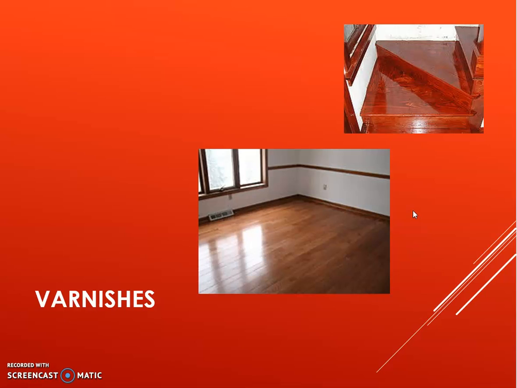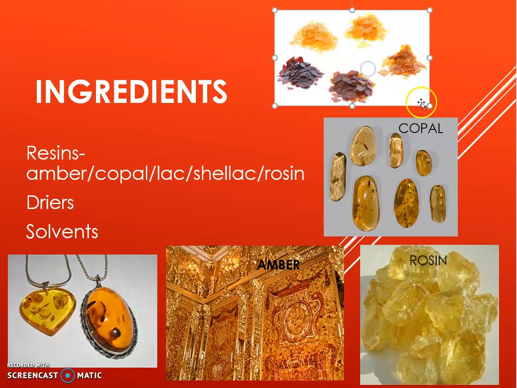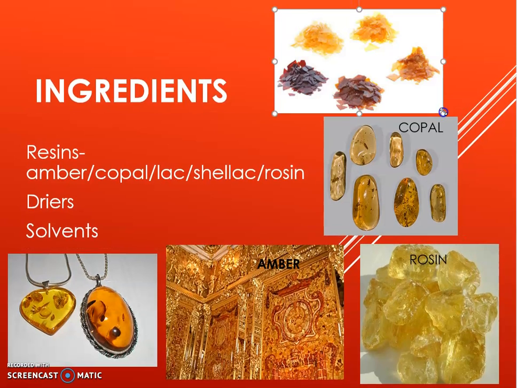Now, what are the ingredients which are used in these varnishes? First, we have a resin. Now, what is a resin? A resin is primarily a material which can be amber, copal, lac, shellac, and rosin. So, I've just shown you all the pictures. This image you all have seen before. What is this? This is a shellac.